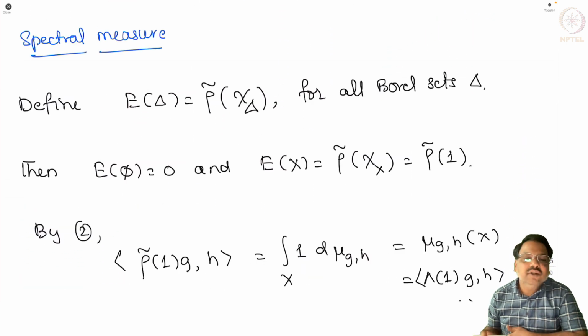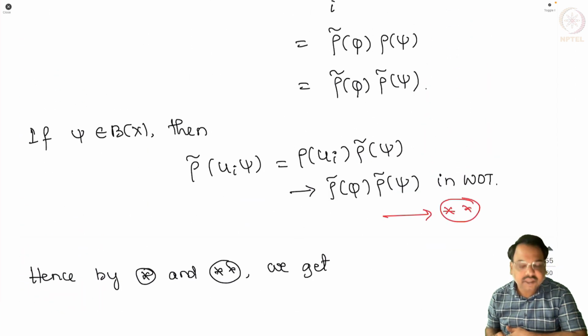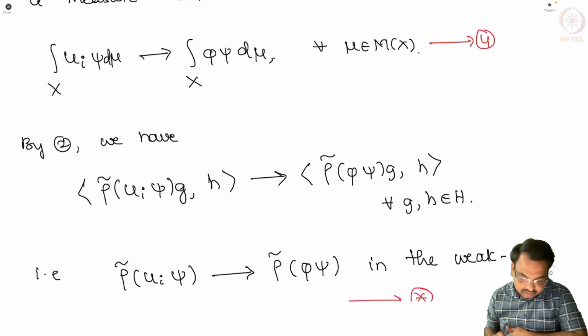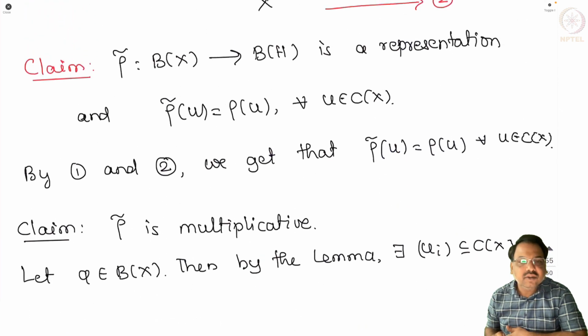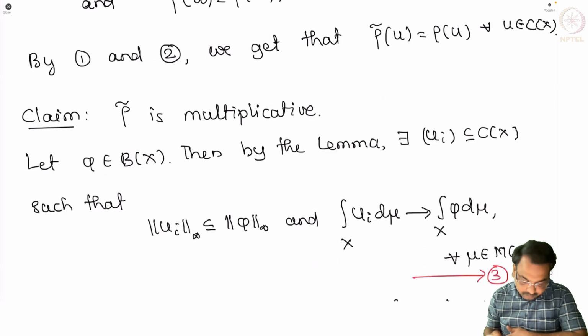So next we want to define a spectral measure using ρ̃. So far we got a measure μ_{g,h}, and using the fact that ρ is a representation, we extended that representation to ρ̃ from B(X) into B(H), and we have shown that it is multiplicative.